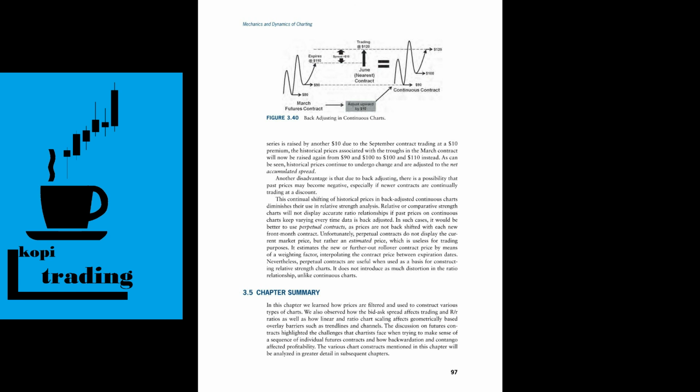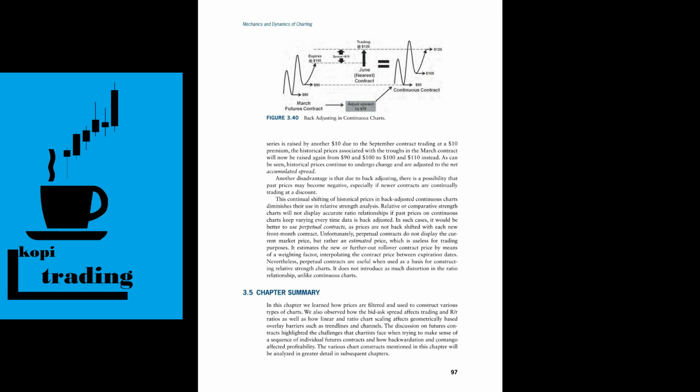It estimates the newer, further out rollover contract price by means of a weighting factor, interpolating the contract price between expiration dates. Nevertheless, perpetual contracts are useful when used as a basis for constructing relative strength charts. It does not introduce as much distortion in the ratio relationship, unlike continuous charts.